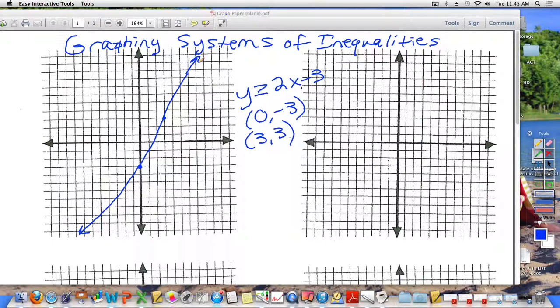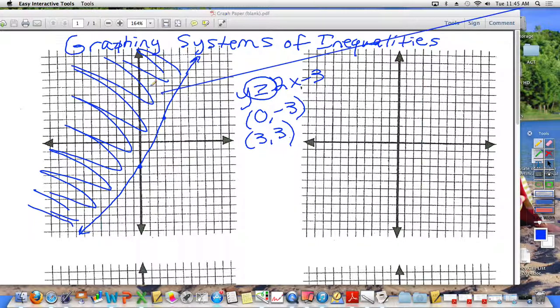Now, we need to go back to the symbol. The symbol says greater than or equal to. That means that you need to consider the area on that graph that is greater than or equal to 2x minus 3. When you consider that part, what you need to do is shade it in, but make sure when you shade it in, you shade it in very, very lightly, because in a minute here, we're going to be doing some more shading, and we need to see where the shading overlaps each other.